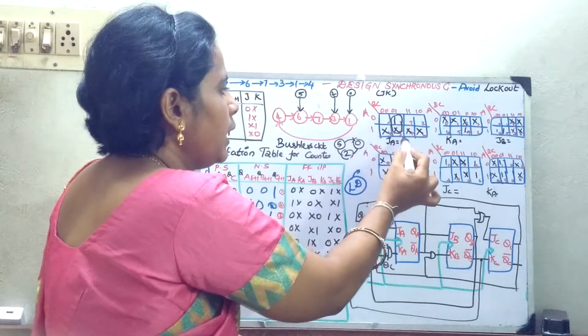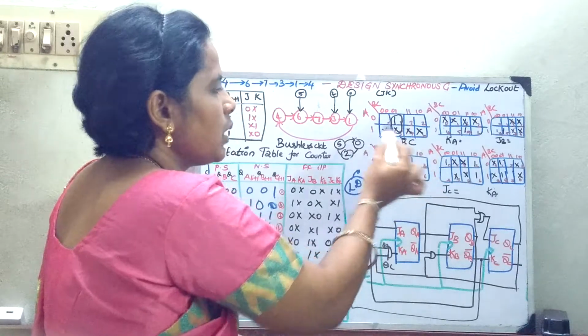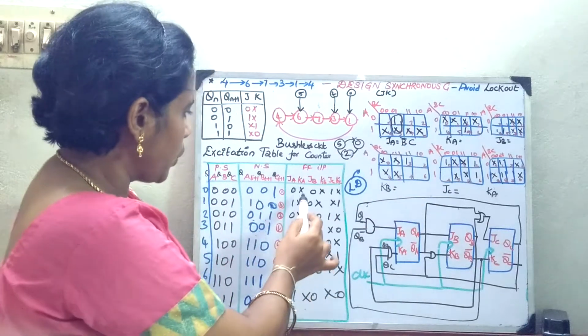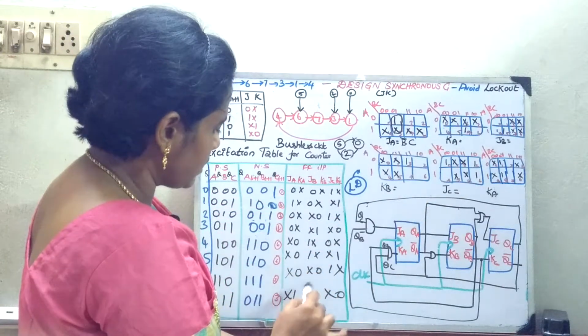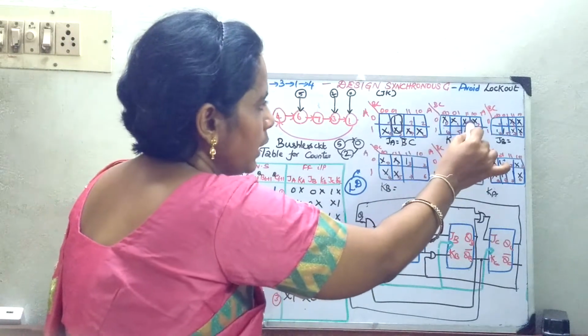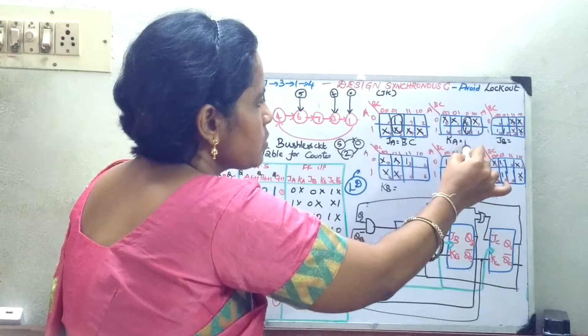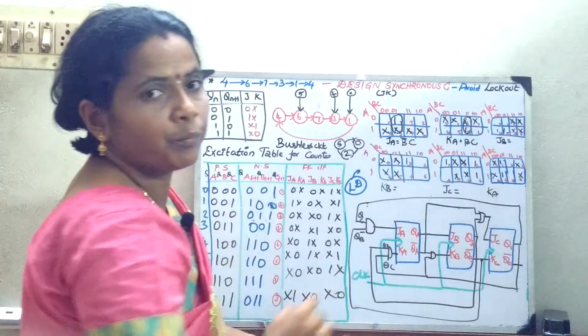It is B bar C. Now we will move on to the next one. 0, 1, 2, 3 is don't care. Then 4, 5, 6, 0. So 7 alone is there. So I can go in for a 2 cell grouping. So this is B, C.